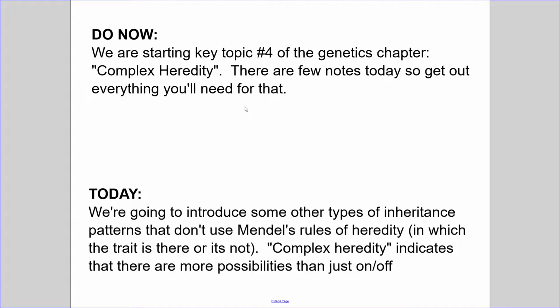So we're going to introduce some other types of inheritance patterns today that don't explicitly follow Mendel's rules for heredity. In other words, it's not going to be a dominant and recessive rule. It's a little bit different. I don't want to use the word complex, I suppose, just different rules is what we'll be looking at.